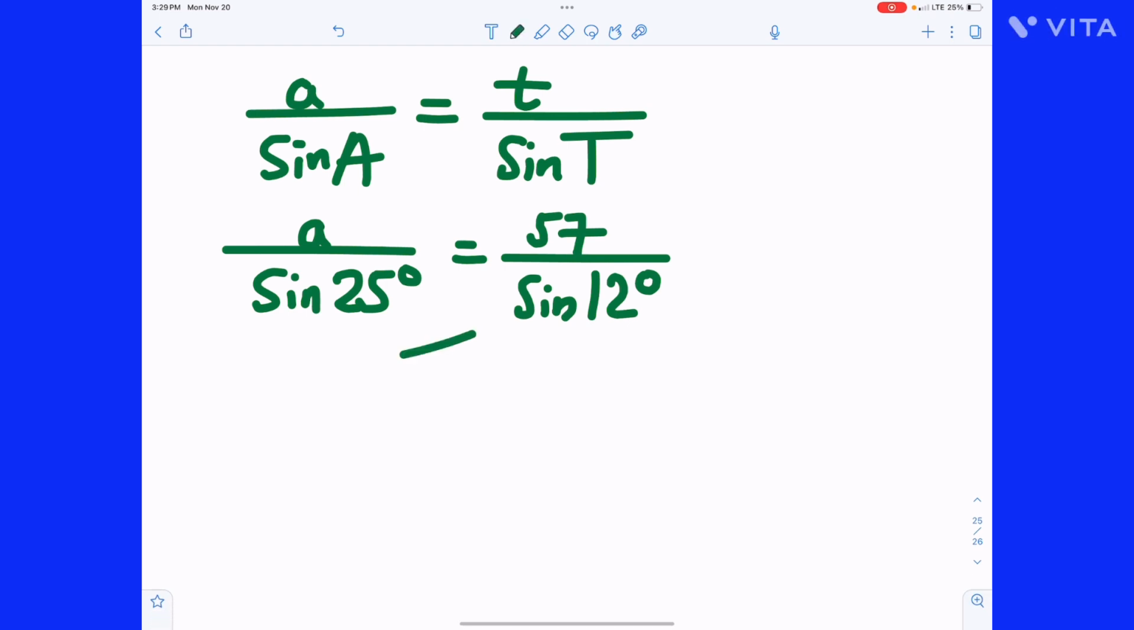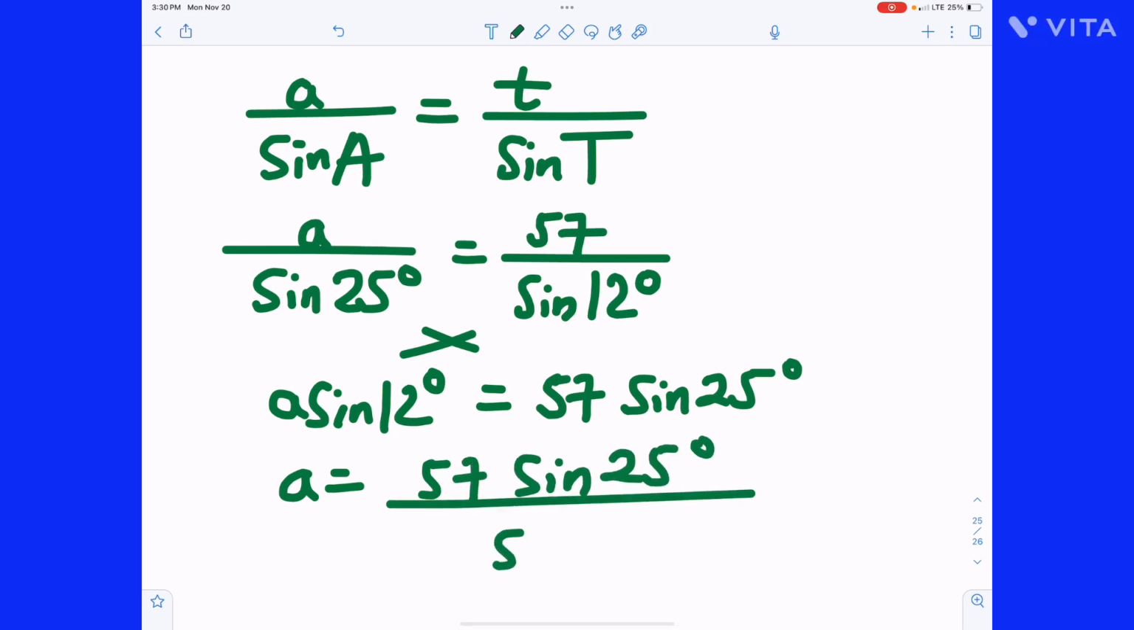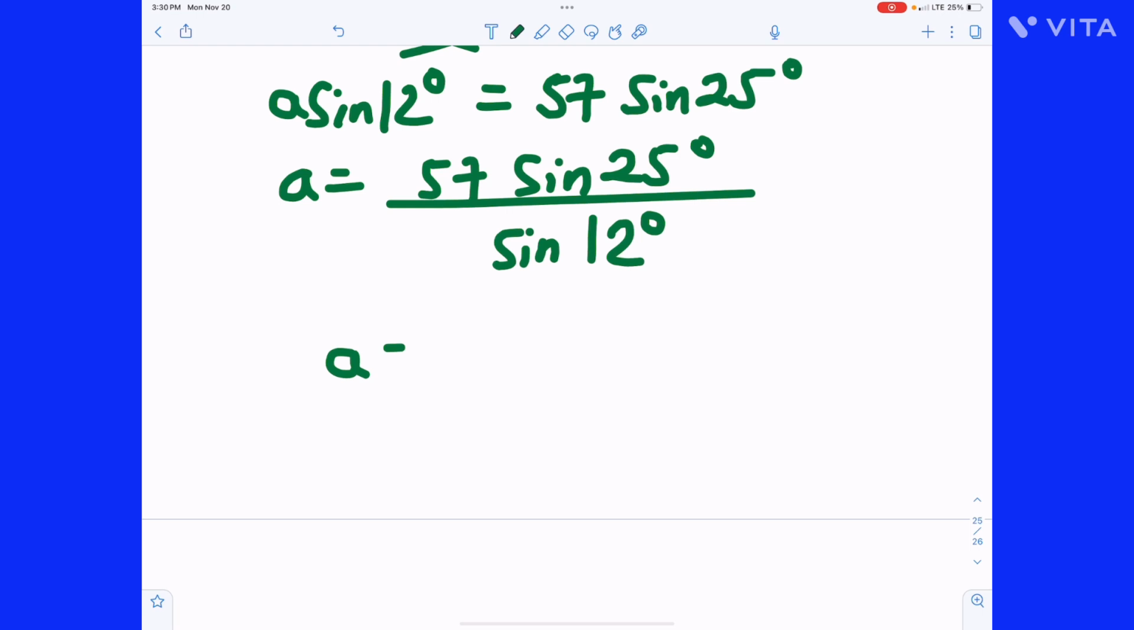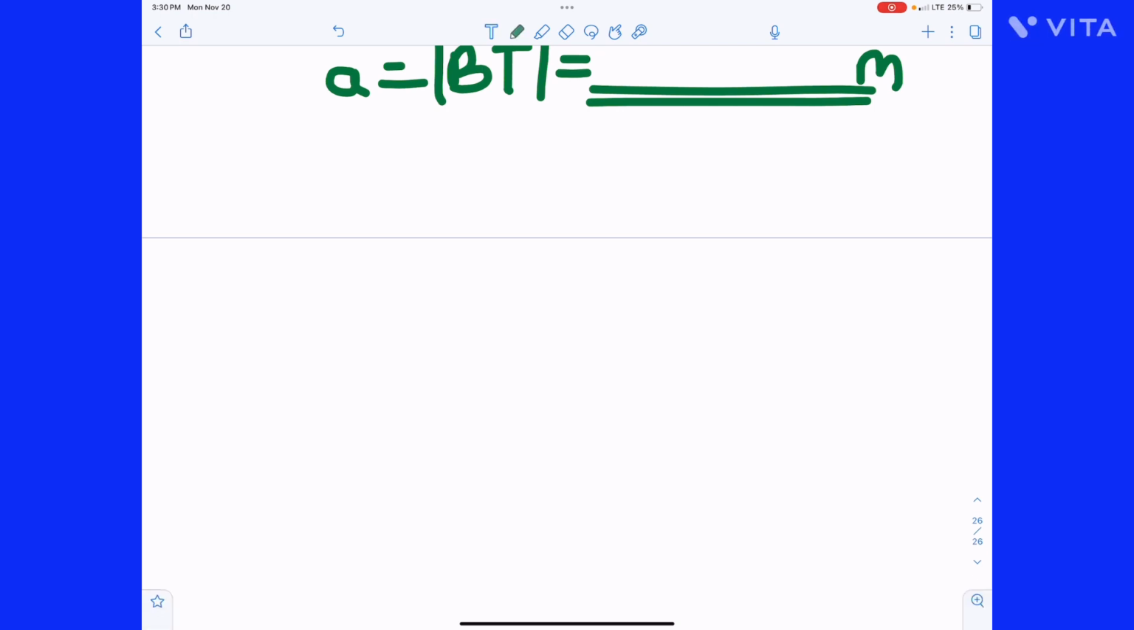What will this give us? Cross multiply, what do you get? A sine 12 degrees is 57 sine 25 degrees. So A is 57 times sine 25 degrees over sine 12 degrees. So what does that give you? That will give you the distance of B from the top of the building in meters. Okay, let's go do the next one.